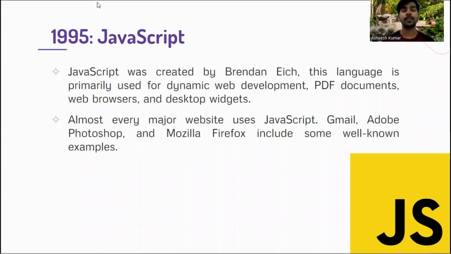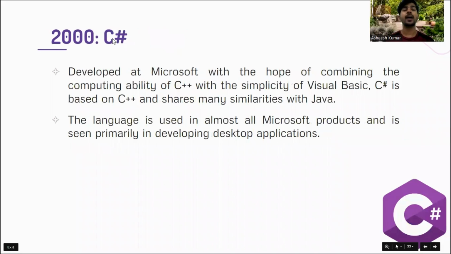So after JavaScript, the next programming language is C#. C# was introduced in the 2000s, developed at Microsoft with the hope of combining the computing ability of C++ with the simplicity of Visual Basic. C# is based on C++ and shares many similarities with Java. The language is used in almost all Microsoft products, and is primarily used in developing desktop applications.